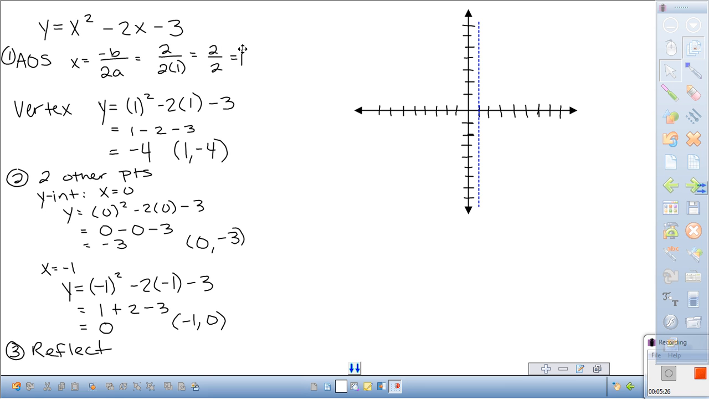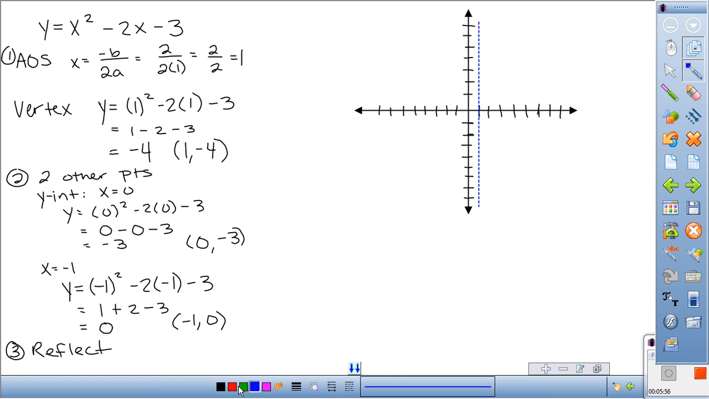So to find your vertex, take the x value of your vertex, which is 1, and plug it into your equation to find y. So I plugged in 1 squared minus 2 times 1 minus 3. 1 squared is 1. Negative 2 times 1 is negative 2, minus 3. And then 1 minus 2 minus 3 is negative 4. So your vertex is (1, negative 4).